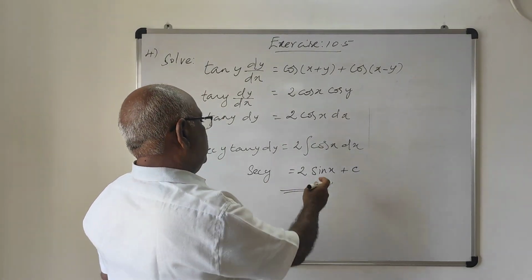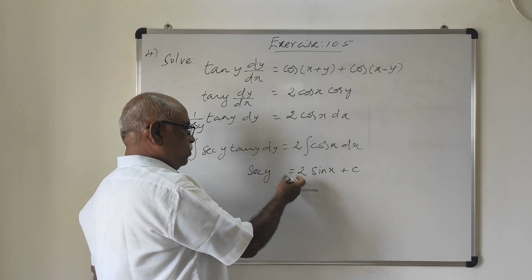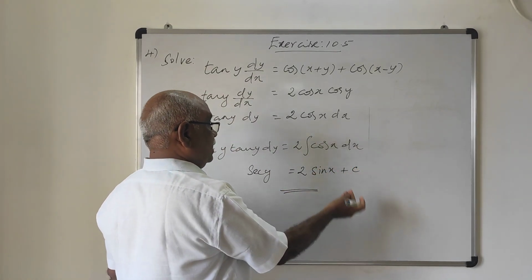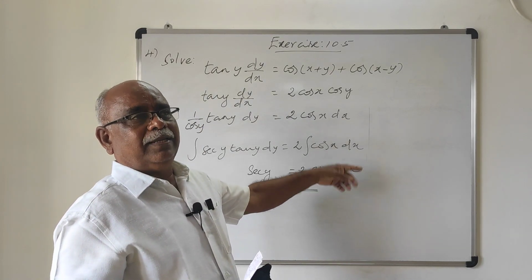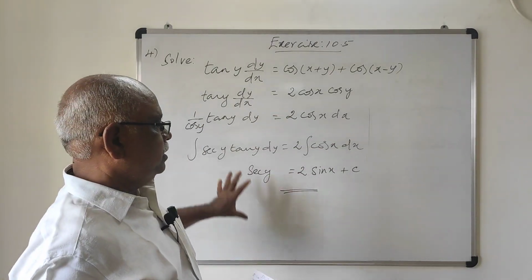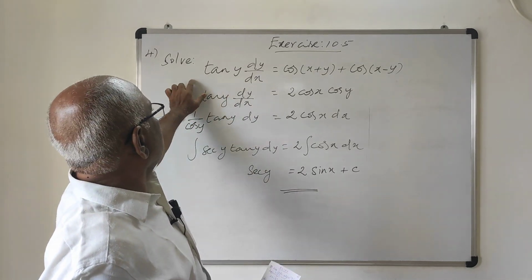If they are given the values of x and y and you substitute, you will get the unknown constant c, and if you replace the constant by that value, that is called a particular solution. But this is the general solution for this problem. That's all.